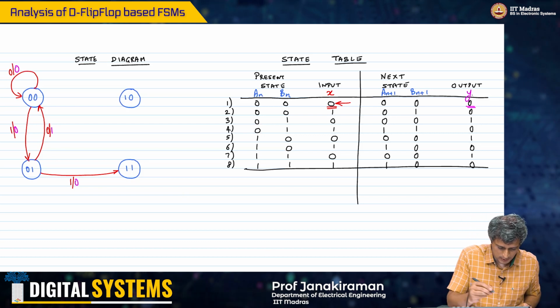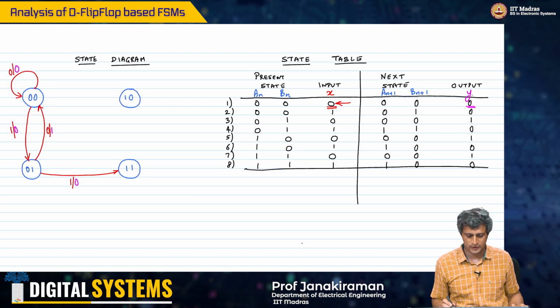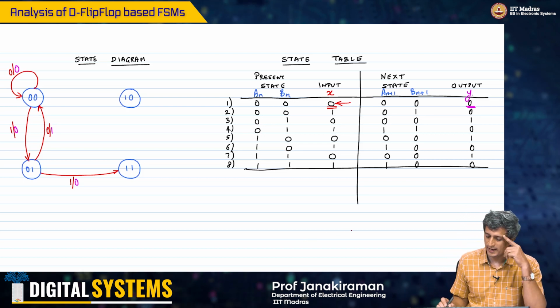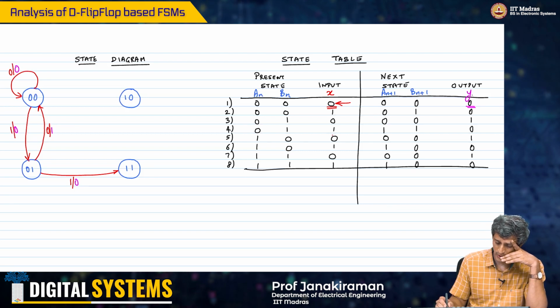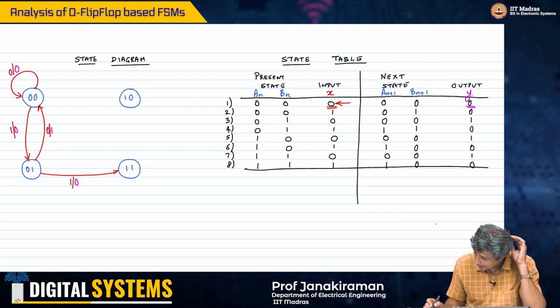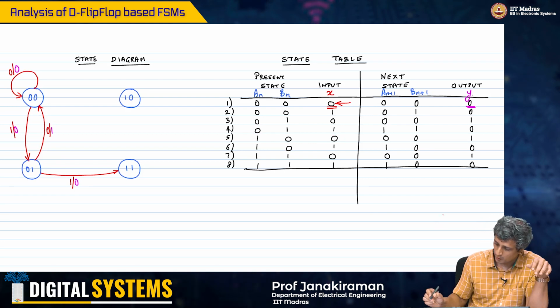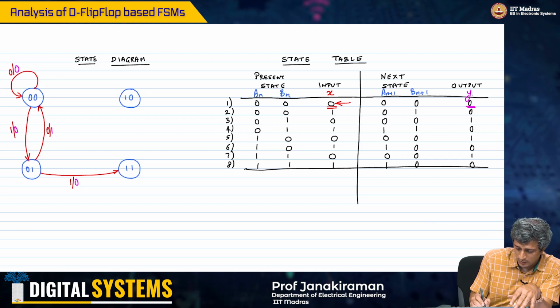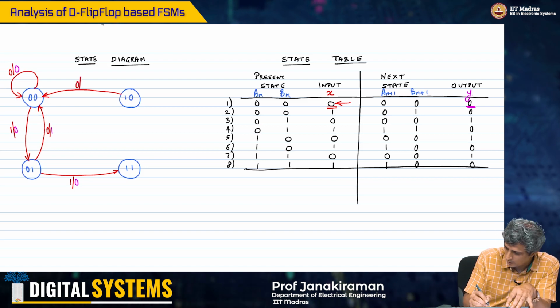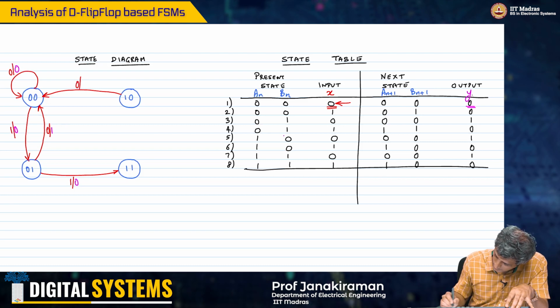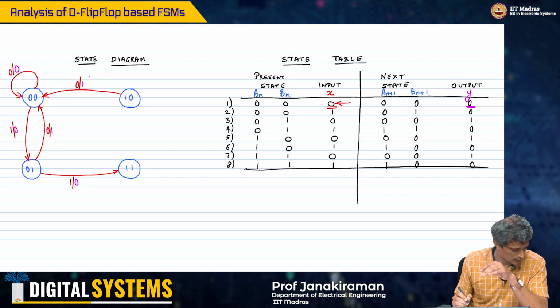Now I am going to come to the fifth line of this table. So if I am at state 1 0, that is this state, and the input is a 0, then I go back to state 0 0 and the output is a 1. So this is input 0 and output is a 1.